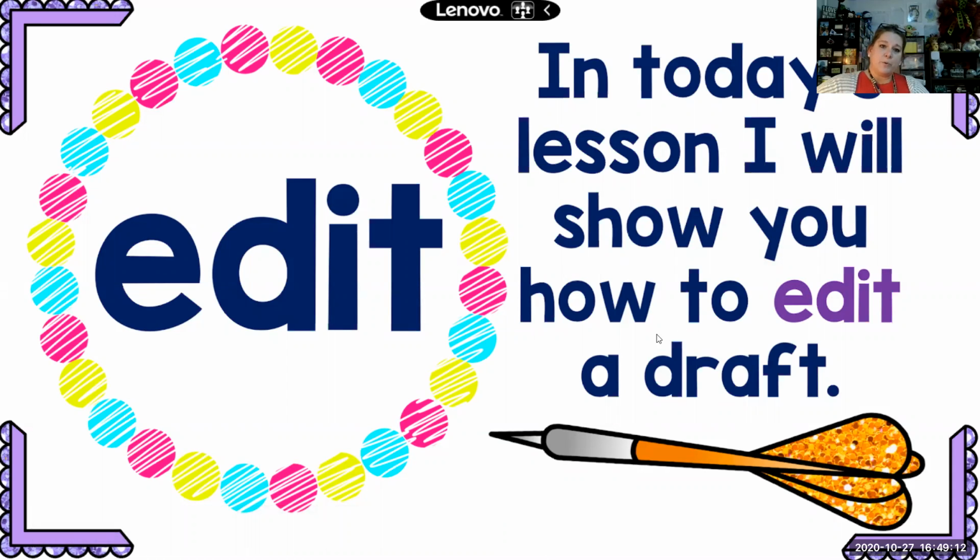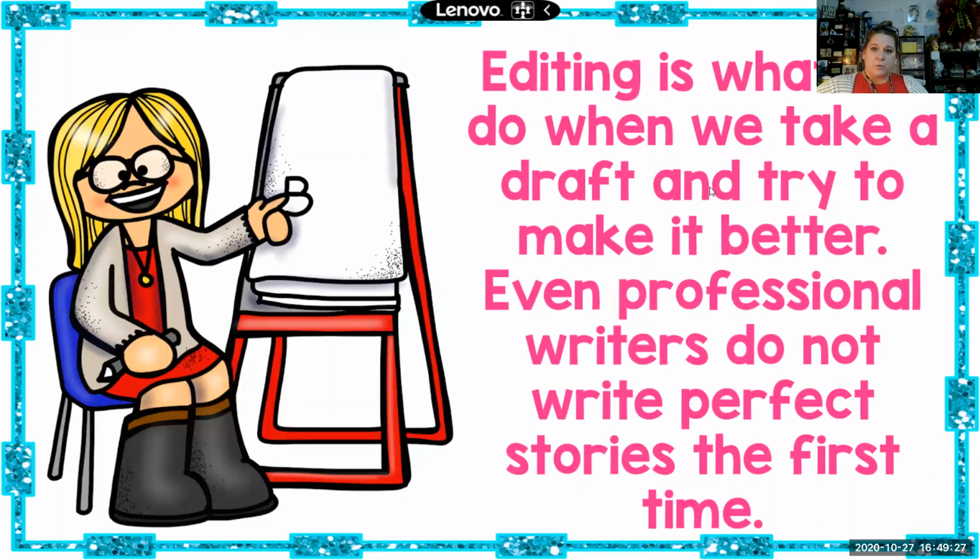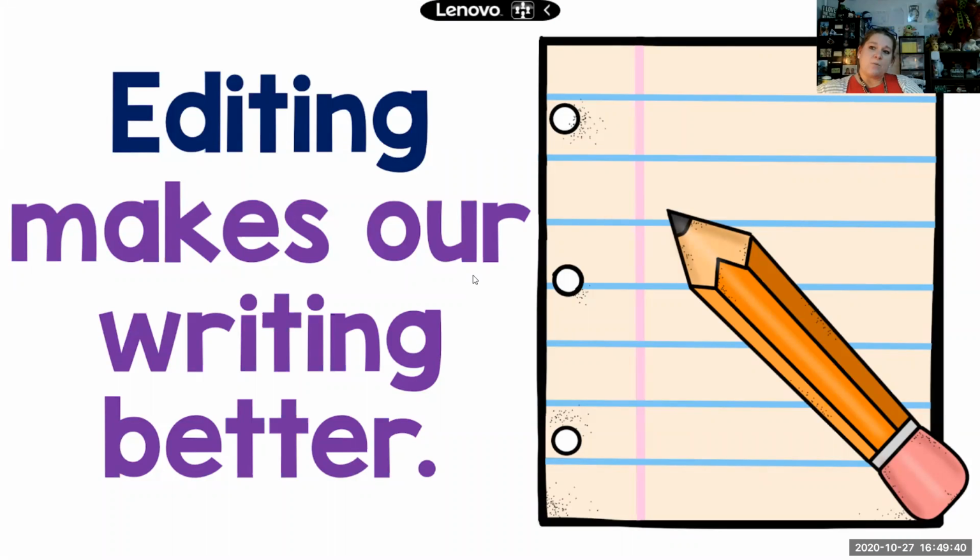So remember, we have 4 steps to the writing process. We have planning, drafting, editing, and publishing. And today we are going to edit. And editing is what we do when we take a draft and we try to make it better. Even professional writers do this. They do not write perfect stories the first time around. Editing makes our writing better.